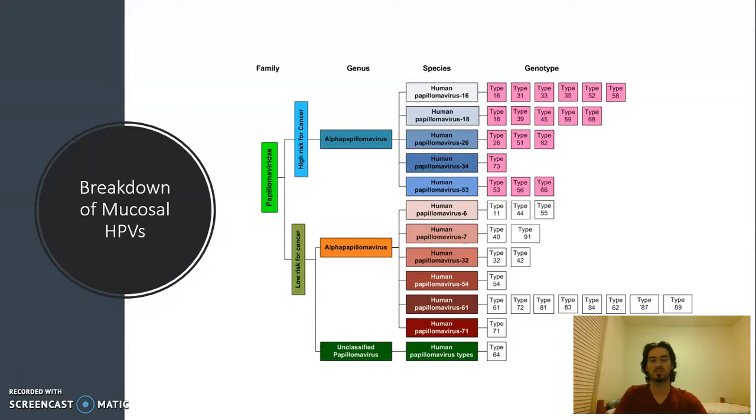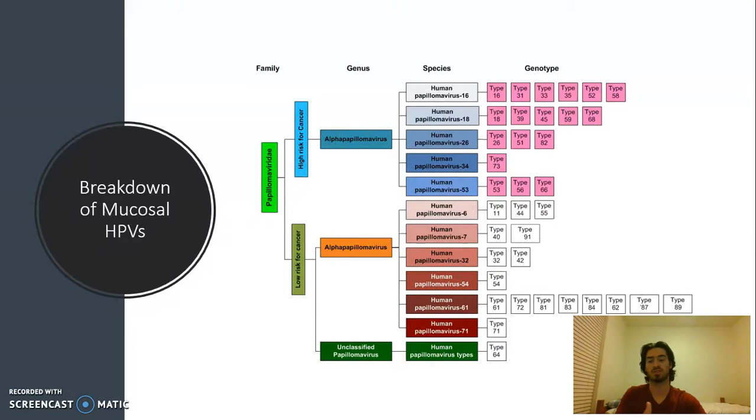And the main types of HPV associated with those genital warts are going to be type 6 and type 11, which together make up about 90% of genital wart cases through HPV. So those are the two big ones. Then you have the high risk ones.